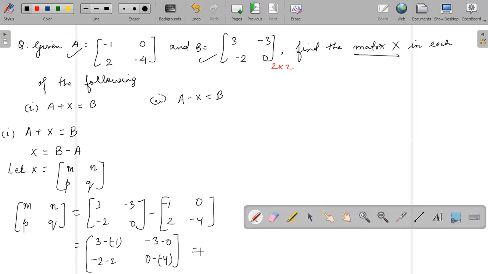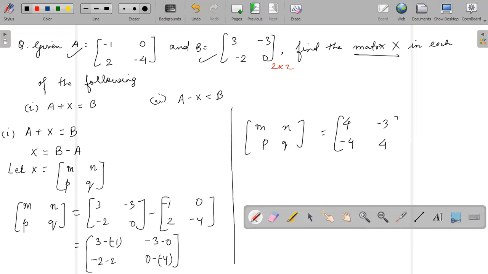तो आगे हम लिखेंगे नेक्स्ट स्टेप में, मैं इधर लिख रहा हूं, MNPQ would then be equal to 3 plus 1 is 4, -3 minus 0 is -3, -2 minus 2 is -4, and 0 minus -4 is +4. So our X has come. This is matrix X, 4, -3, -4, 4. Very simple, very, very simple.